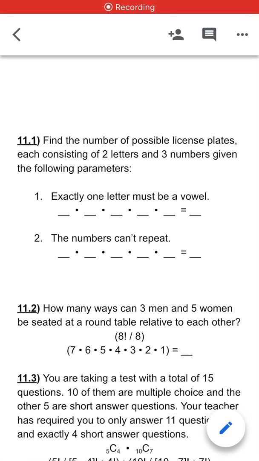Okay, so 11.1. Find the number of possible license plates, each consisting of 2 letters and 3 numbers, given the following parameters.